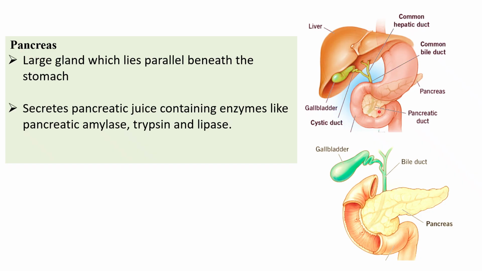So pancreas is a large gland which lies parallelly beneath the stomach, and it lies between the stomach and the U-shaped duodenum. So this is the pancreas. And about the pancreatic juice, we have already discussed when we were discussing the small intestine. So I'll just briefly tell you that pancreatic juice contains enzymes like pancreatic amylase, trypsin, and lipases.